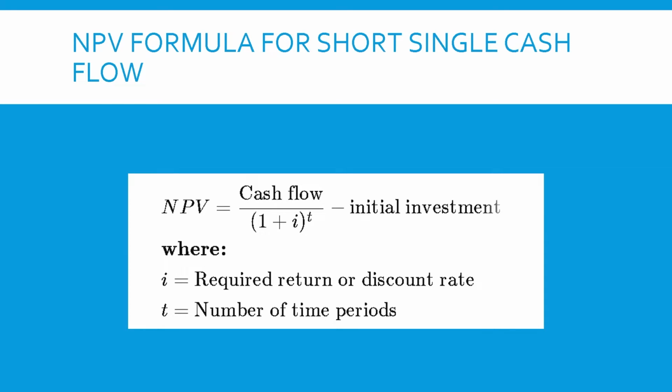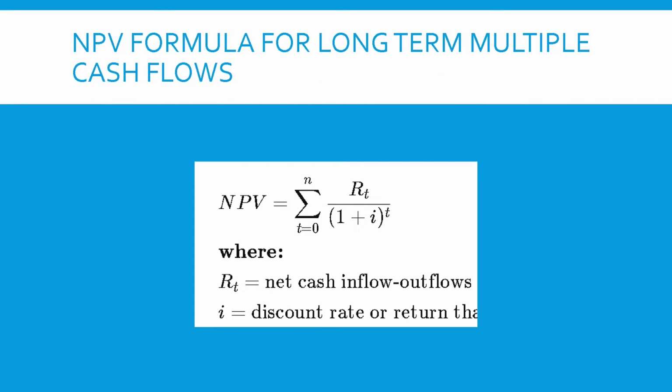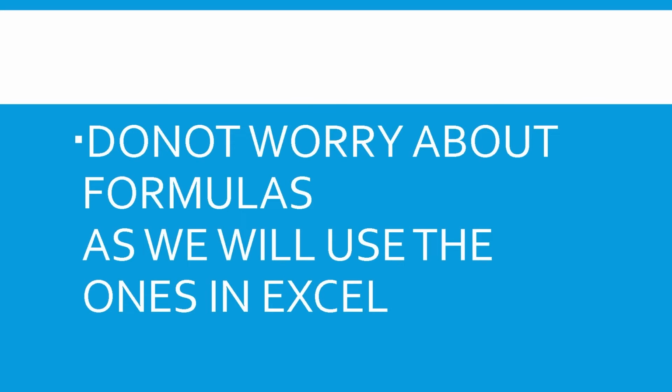NPV formula for a project with multiple cash flows and longer duration. For longer-term investments with multiple cash flows, the formula is almost the same, except that you will discount each cash flow individually and then add them together. Here is the NPV formula for a longer-term project with multiple cash flows. Do not worry about formulas, as we will use the ones in Excel.